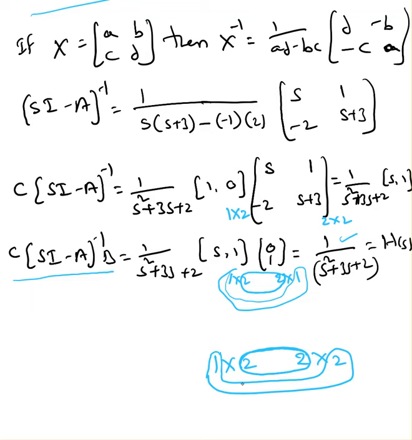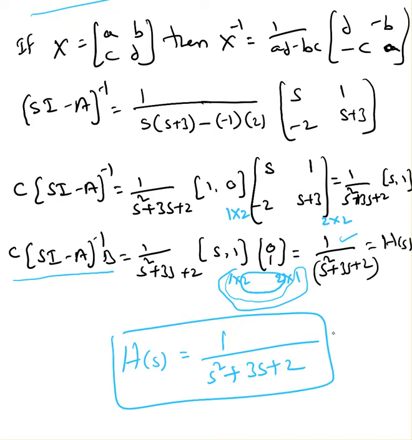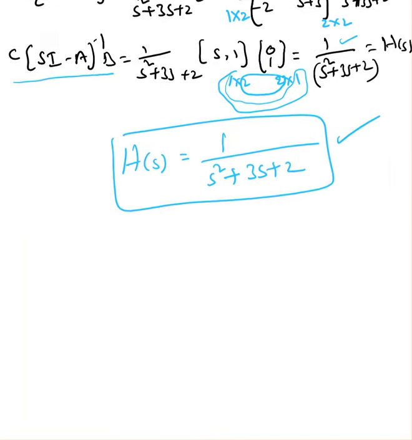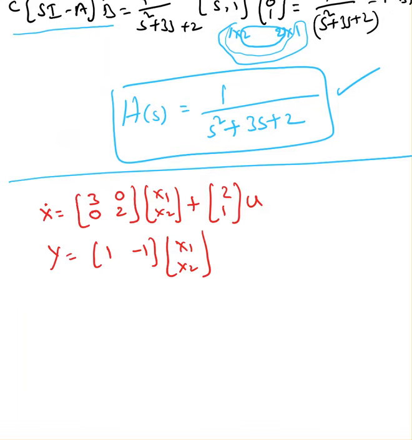So H(s), the transfer function, we derived from the state equation and output equation: 1 over s square plus 3s plus 2. This is the transfer function. Now I'm going to solve one more example. Here x dot equals [3, 0; 0, 2] times [x1; x2] plus [2; 1] u, and y equals [1, -1] times [x1; x2].